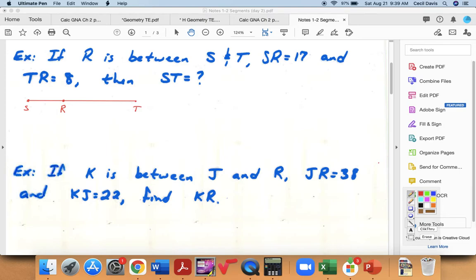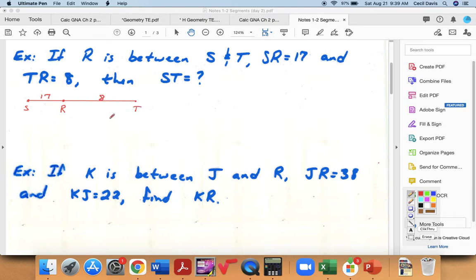Before I do anything else, we can look at that and go, okay, I know that the length of these two shorter pieces, SR and RT added together, are going to be equal to the length of the whole thing. I may or may not use that on this problem. I don't know yet until I know the other things, but that's something to be thinking about as soon as you see this. So the length of SR is 17, so I'm going to put that right here. And the length of TR is 8.